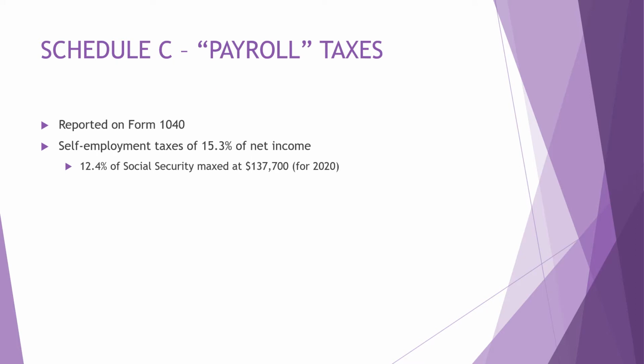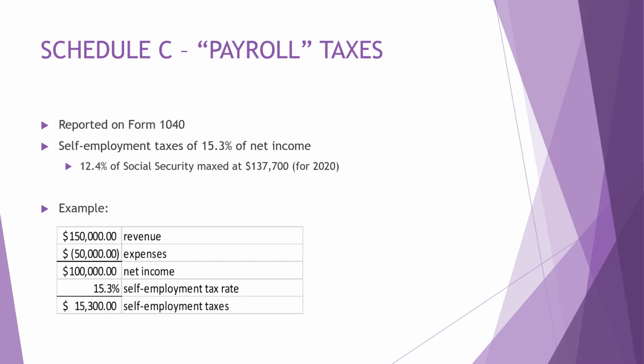They're referred to as self-employment taxes, and they equate to 15.3% of your Schedule C net income. This 15.3% comes from Social Security and Medicare. Essentially, even though you're self-employed, you still have to pay into the Social Security and Medicare systems, just as if you were a W-2 employee. Now, I do want to note that Social Security is maxed out at $137,700 for 2020. That changes each year, and that's 12.4% of that 15.3% total.